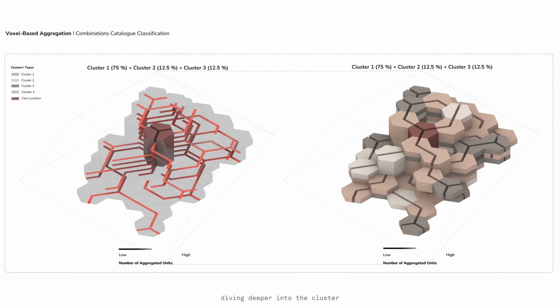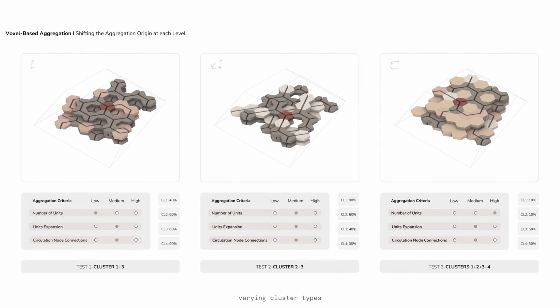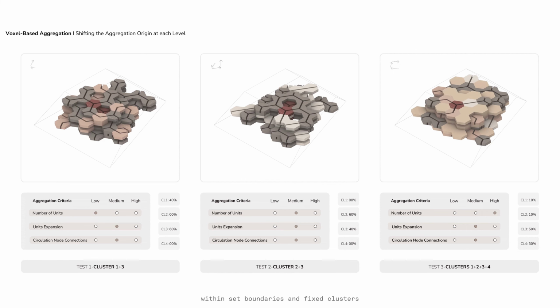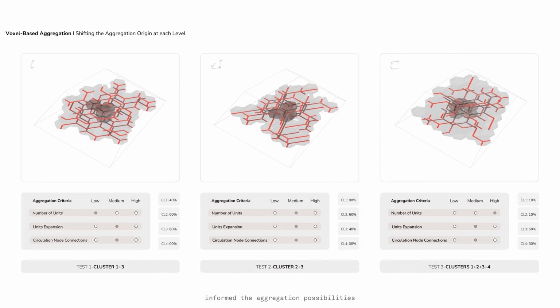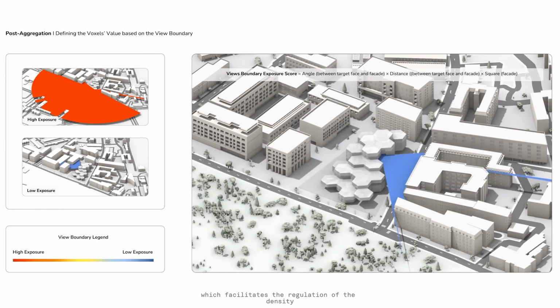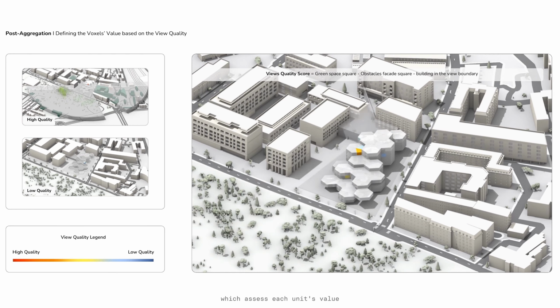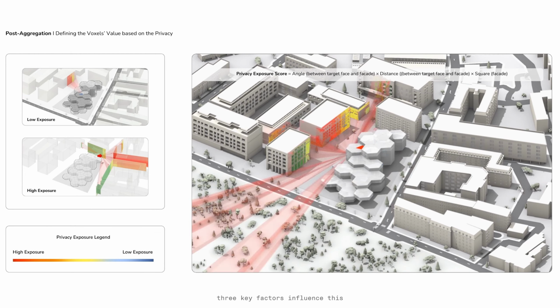Diving deeper into the cluster combinations resulted in the analysis of numerous spatial configurations, varying cluster types within set boundaries and fixed clusters' occurrence probability, which informed the aggregation possibilities. We developed an algorithm based on iterative logic, which facilitates the regulation of the density. The replacement process factors in environmental considerations and current site conditions, which assess each unit's value in relation to its context. 3 key factors influence this assessment: privacy, view quality, and view boundary.